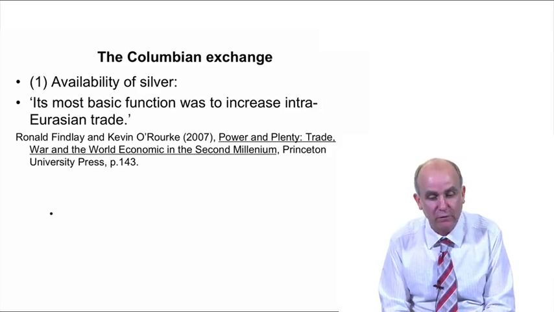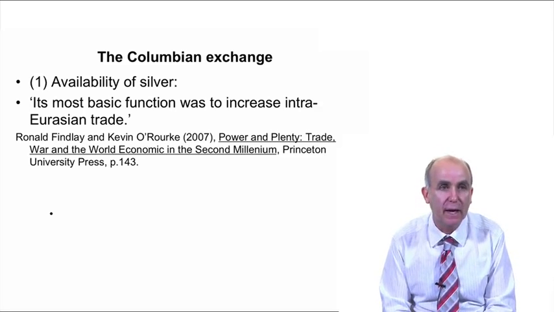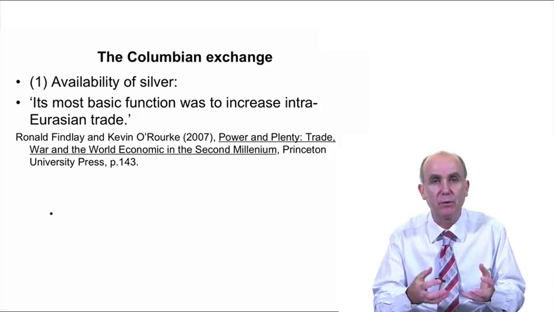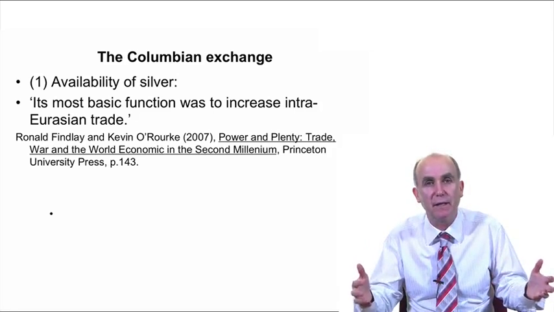So this quote from Ron Findlay and Kevin O'Rourke, they say that the increased availability of silver from the rise of the Atlantic traders had the basic function of increasing intra-Eurasian trade. So silver was used as a form of money, and so the more silver you had, the more of this good you had, which could be used to facilitate monetary or monetised trade and exchange.